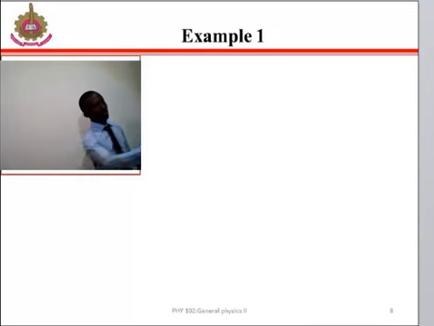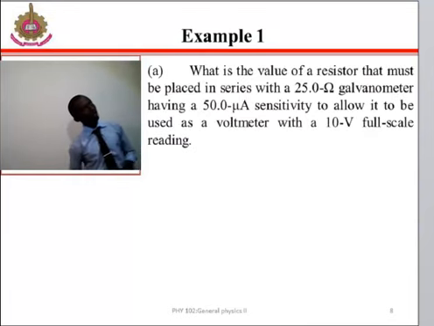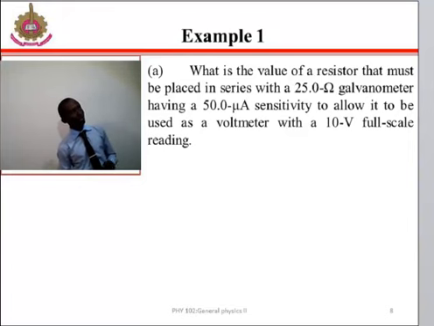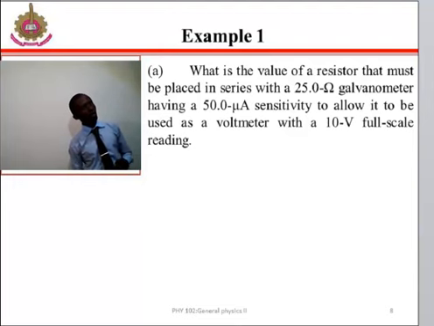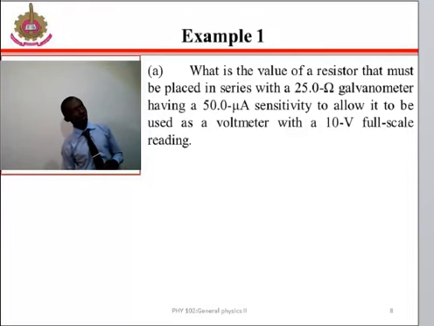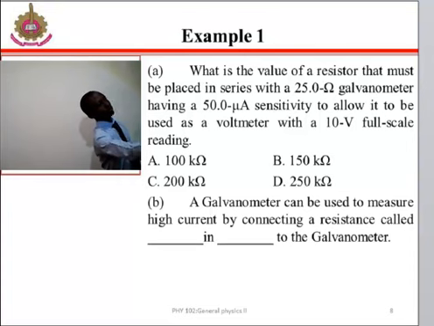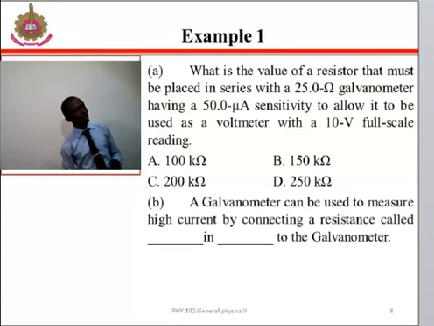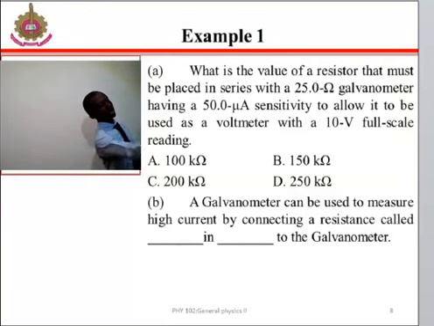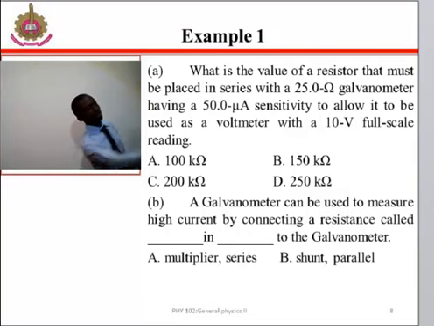Now, let us solve questions on conversion of a galvanometer. Example 1a. What is the value of a resistor that must be placed in series with a 25.0 ohm galvanometer having a 50.0 microampere sensitivity in order to allow it to be used as a voltmeter with a 10 volt full scale reading? Question 1b. A galvanometer can be used to measure high current by connecting a resistance called dash in dash to the galvanometer.